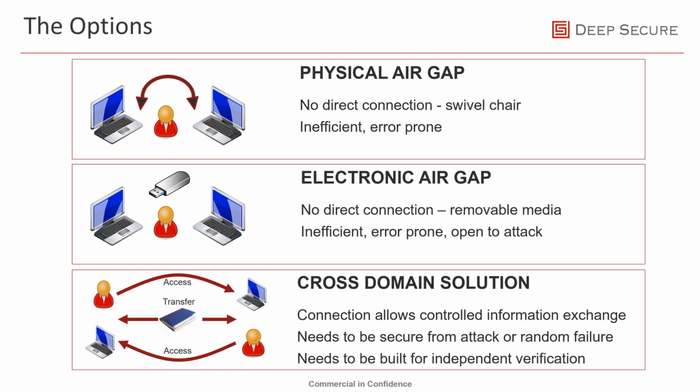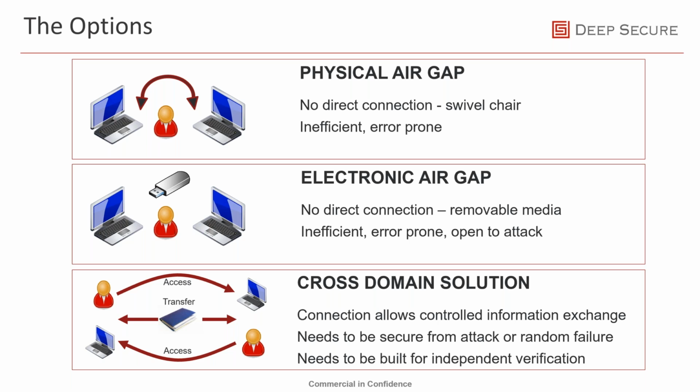The third approach, and the one we're focusing on today, is a cross-domain solution. What that does is allow the connection of the networks, allowing the information to flow, but in a controlled way. And for it to work properly, it has to be secure against attack itself, and built therefore to stand up to some kind of independent verification, that it offers the right level of assurance.